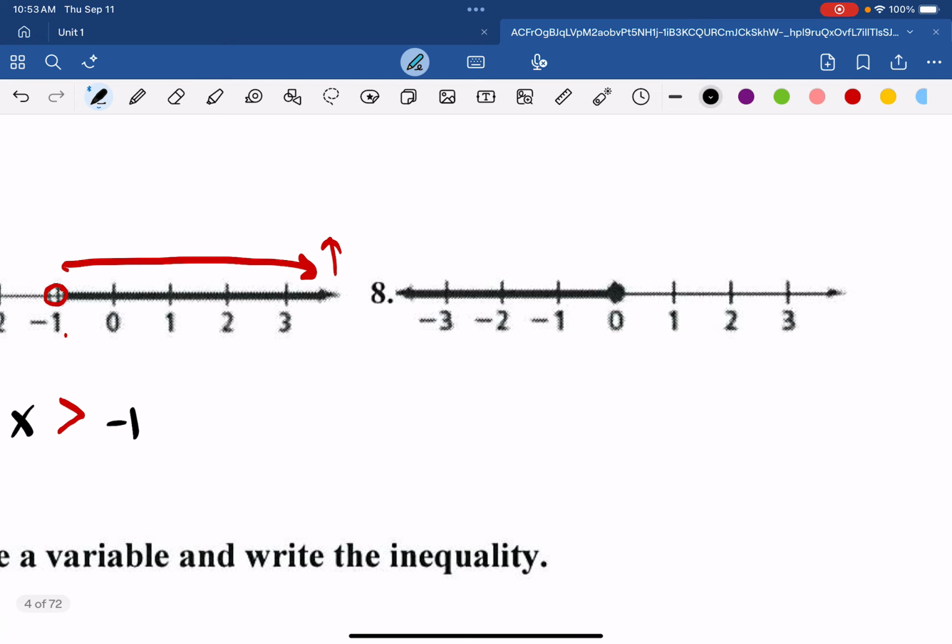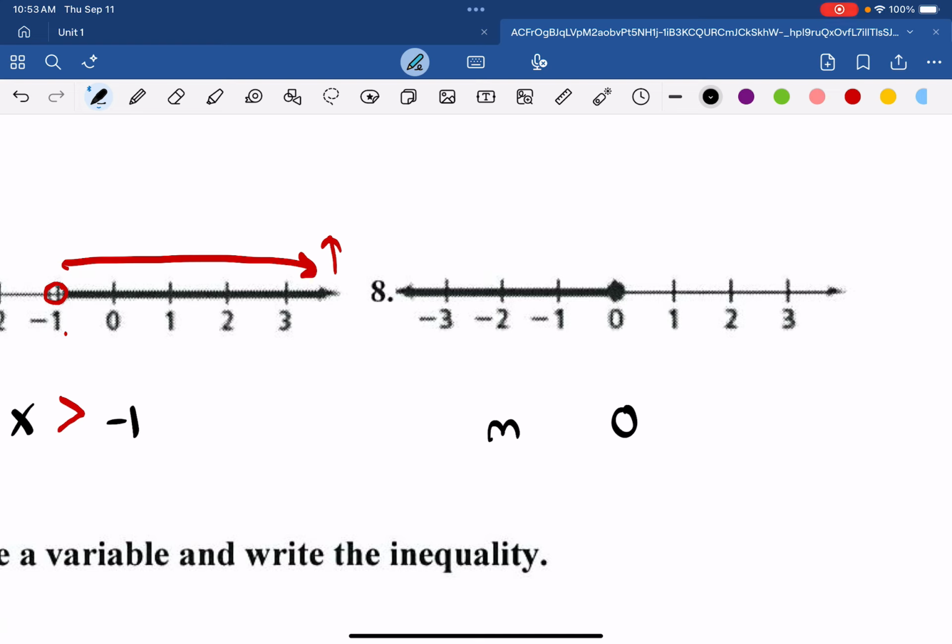Look at number 8. My critical point is 0. Let's pick a new letter. I'll pick M this time. Notice where I'm shading. I'm shading where it's getting lower, or where M is less. Plus, I have a filled in circle, so I know it's or equals to.